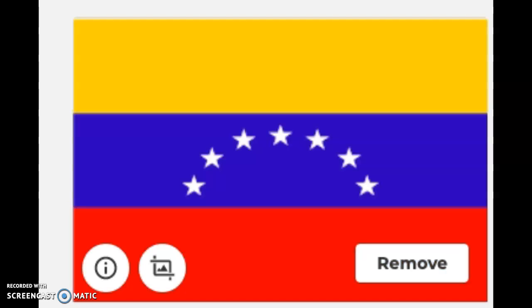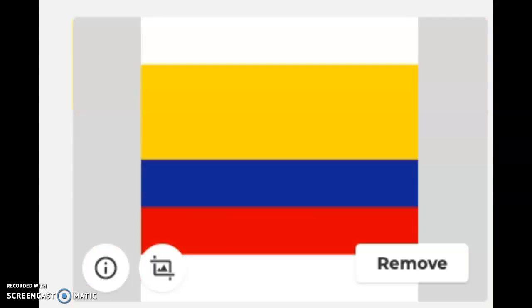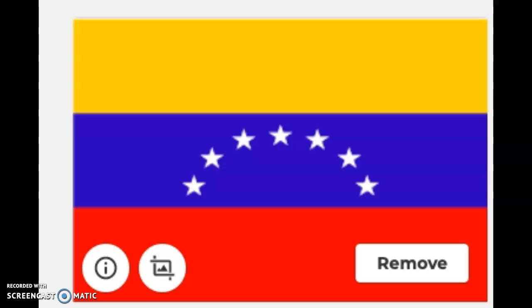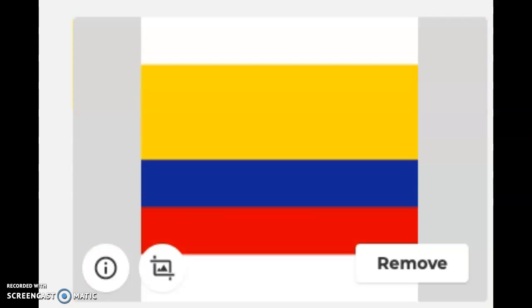This one is the one for Venezuela. Notice that the Colombian flag and the Venezuelan flag are very similar. This used to be one big country. Colombia used to be one big country, but then it broke off and became smaller groups. That's why the stars are here for Venezuela. It broke off into smaller groups. Now they have different places. Like the United States, the stars represent the states, the state of Michigan, the state of Texas. This one, Venezuela, but this one is Colombia.